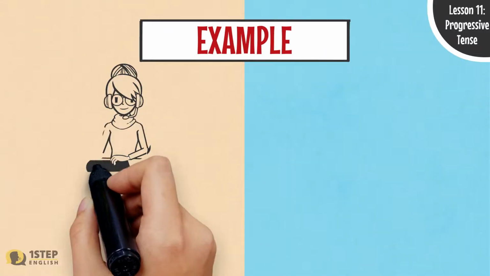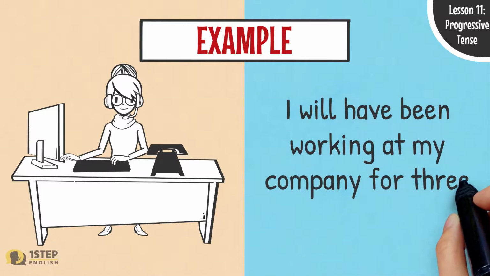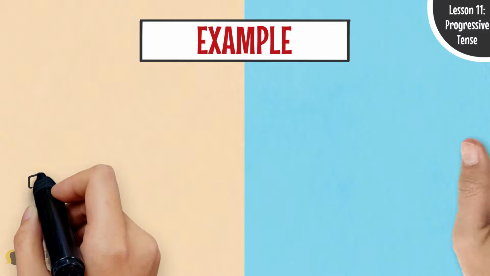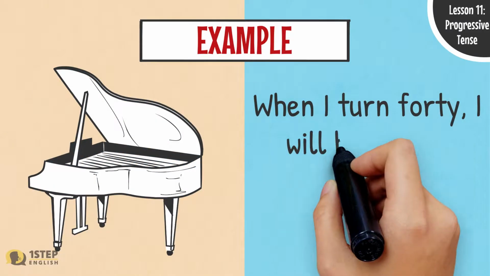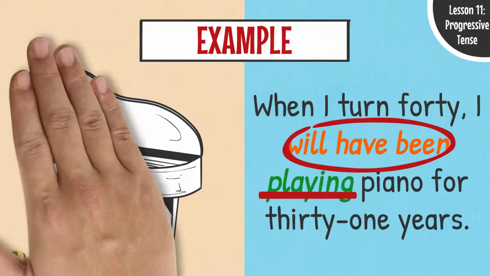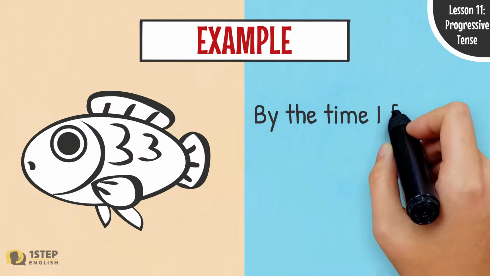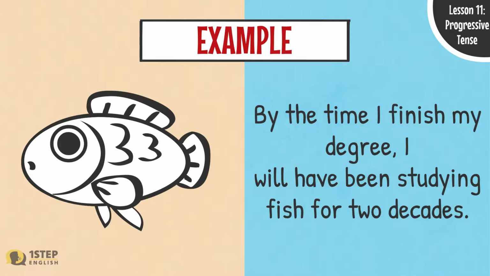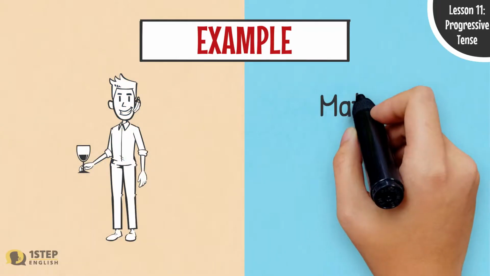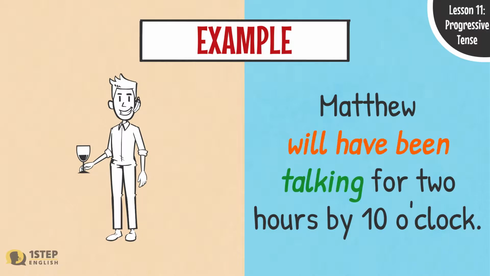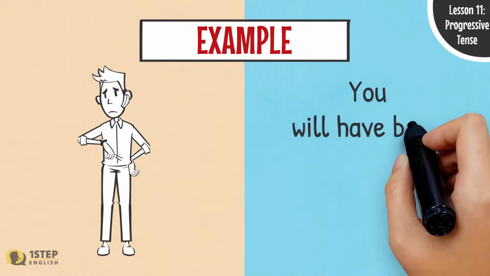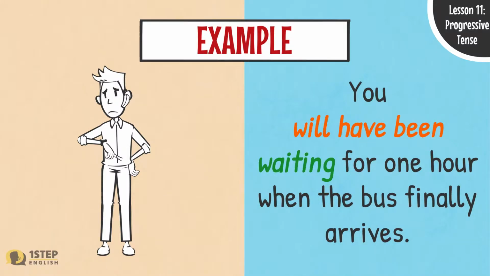For example, I will have been working at my company for 3 years in September. Will have been working. When I turn 40, I will have been playing piano for 31 years. Will have been playing. By the time I finish my degree, I will have been studying fish for 2 decades. Will have been studying. Matthew will have been talking for 2 hours by 10 o'clock. Will have been talking. You will have been waiting for 1 hour when the bus finally arrives. Will have been waiting.